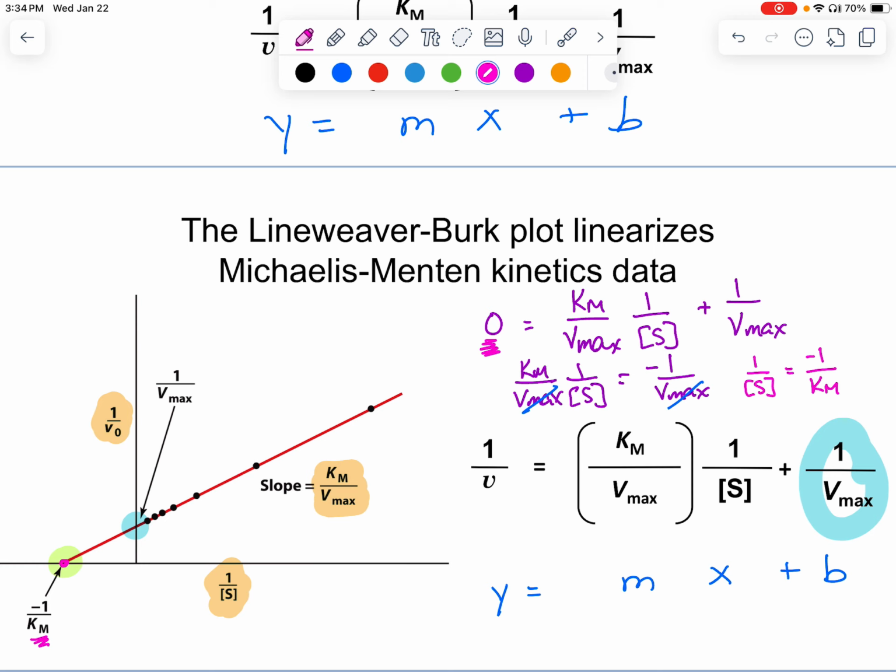So Lineweaver-Burk allows us to plot data and then read these three really important values for our Michaelis-Menten enzyme off the graph. We can find the Vmax, we can find Km, and we can find kcat. And you'll have a chance to practice that on the homework.